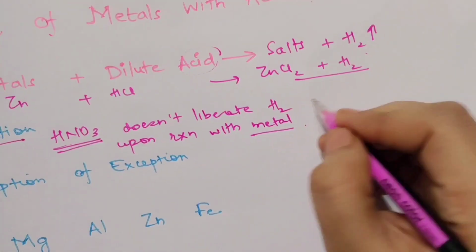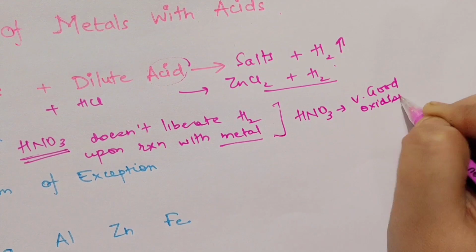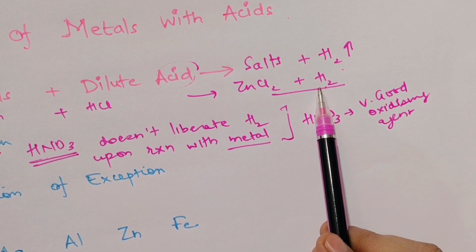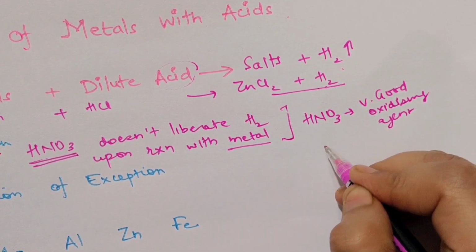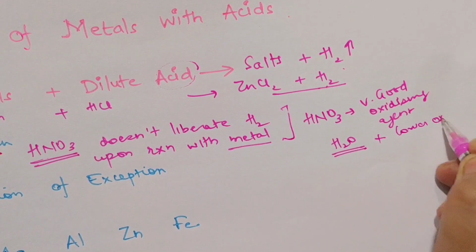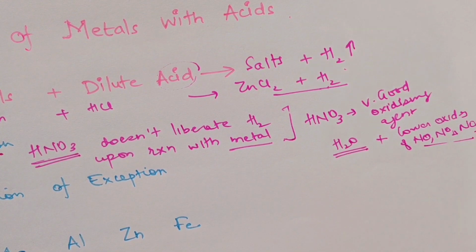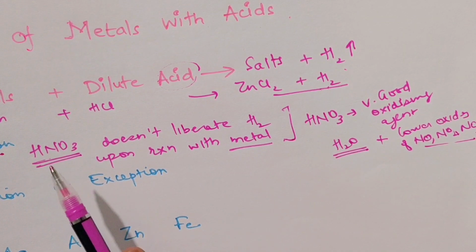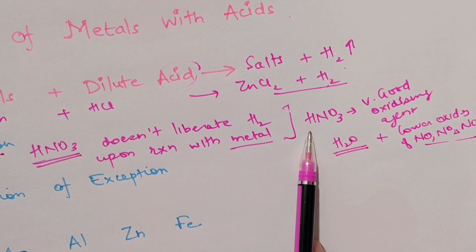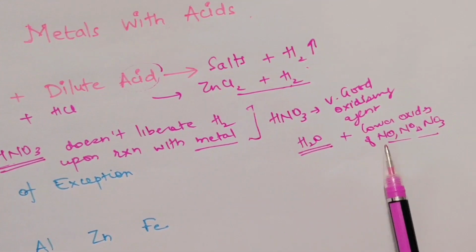Why does that happen? That happens because HNO3 is a very good oxidizing agent. So it does react with metals to form hydrogen gas, but as soon as hydrogen gas is formed, it is oxidized to water. And HNO3 itself gets reduced to lower oxides of nitrogen, like NO, NO2. Okay, so HNO3 does not liberate hydrogen upon reaction with metal. Why? Because as soon as hydrogen is released, HNO3, being a very good oxidizing agent, oxidizes hydrogen into water, and itself gets reduced to lower oxides.